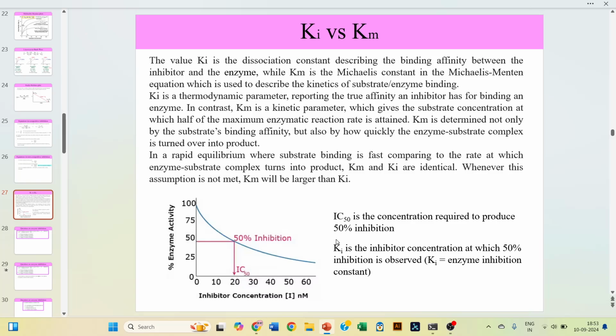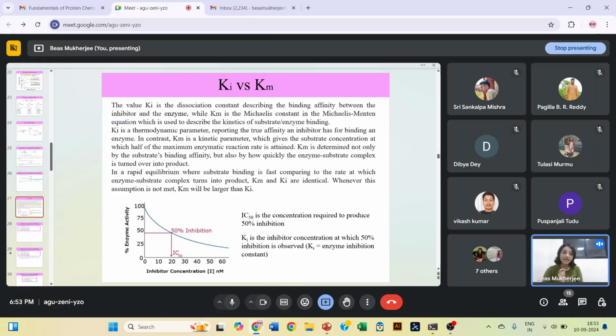So now the value of Ki is the dissociation constant describing the binding affinity between the inhibitor and the enzyme, while Km is the Michaelis constant and it is used to describe the kinetics of an enzyme substrate binding. So Ki is a thermodynamic parameter reporting the true affinity an inhibitor has for binding an enzyme.